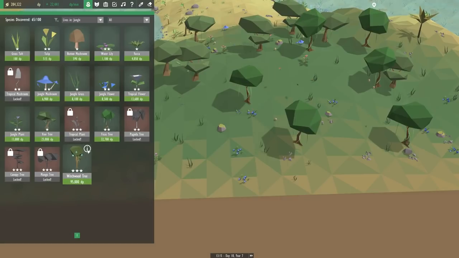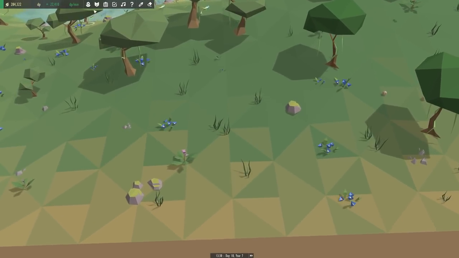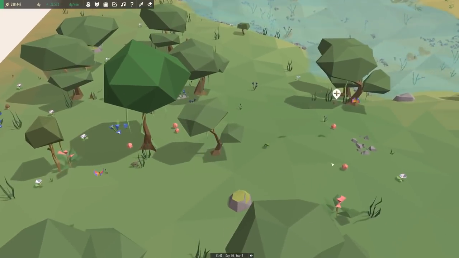What are the two things that the witchwood likes? It likes frogs and it likes jungle flowers. Okay, well, let's put a frog species down here. In fact, I think I was trying to breed for cyan frogs.